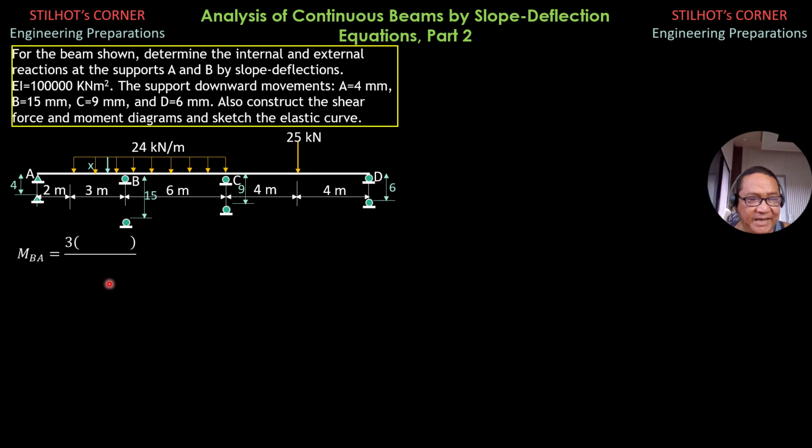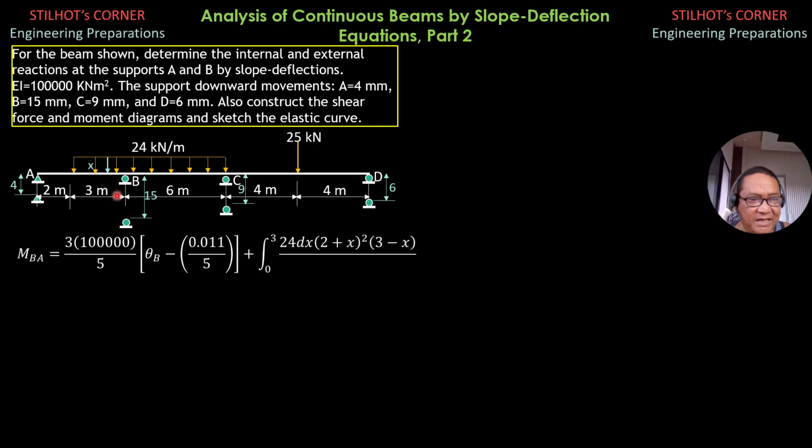So MBA is 3 times 100,000 over 5 quantity theta B minus 0.011 over 5 plus, because the fixed end moment BA is positive, the integral of 24 dx times 2 plus x squared of the farther distance of the strip, then quantity 3 minus x, the distance of the strip from the nearer end B, over 5 square, limit 0 to 3. Then minus 1/2 fixed end moment at A, which is negative.